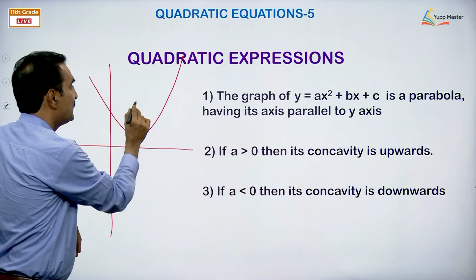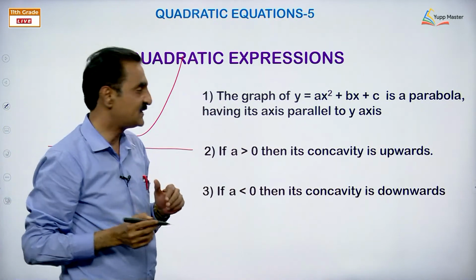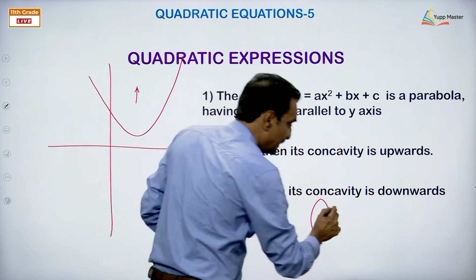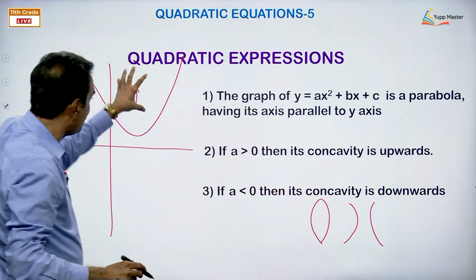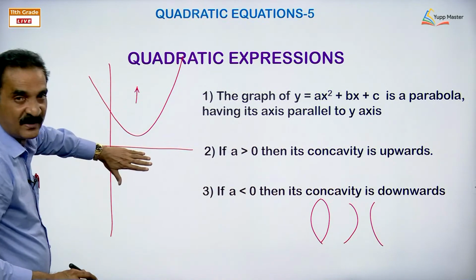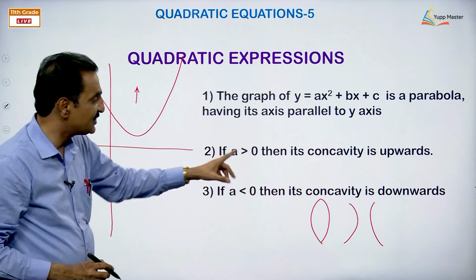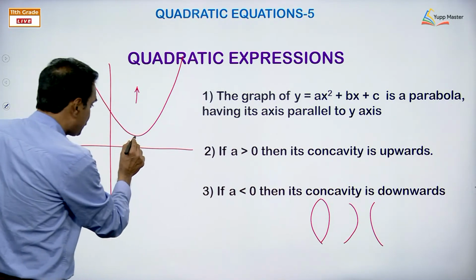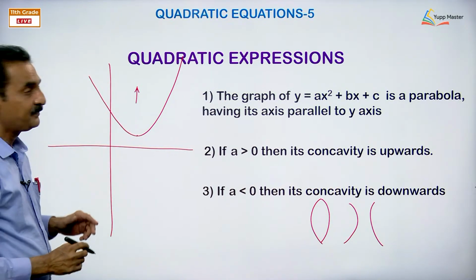This is called concavity. All of you know about concave lens and convex lens. If the shape is like this, it is convex. If the shape is like this, it is concave. So this is called concave side, this is convex side. So here the concavity is upwards. When a is positive, the concavity will be upwards, and this point is called vertex of the parabola.